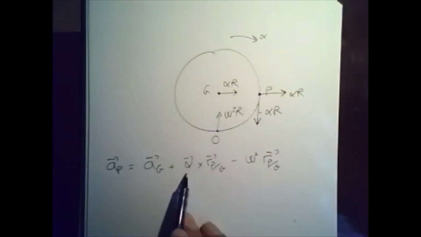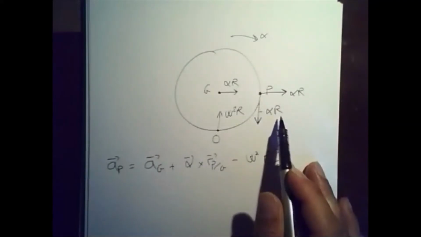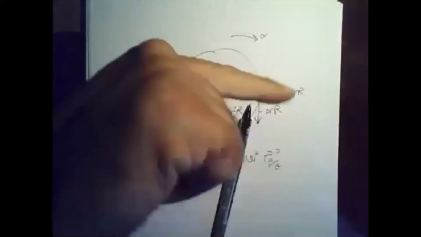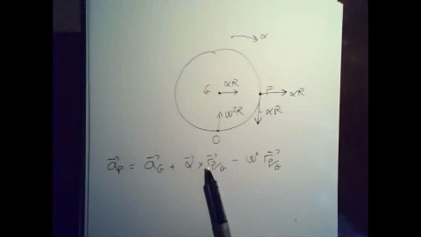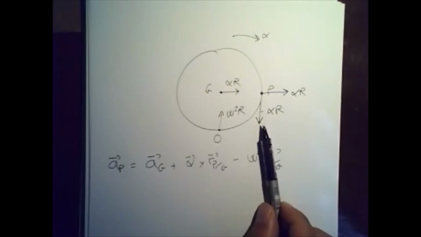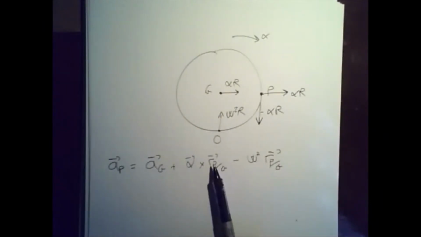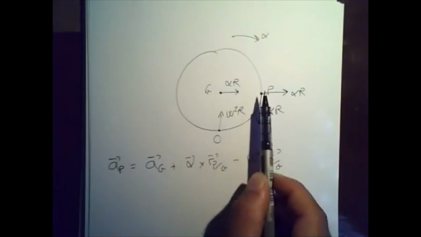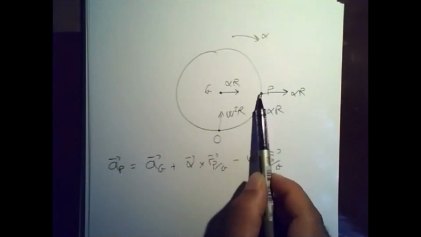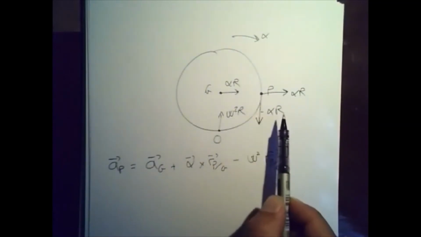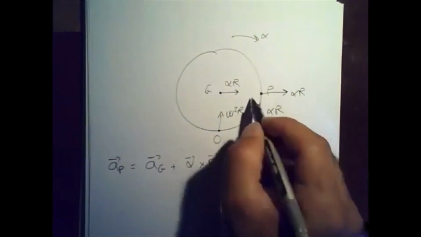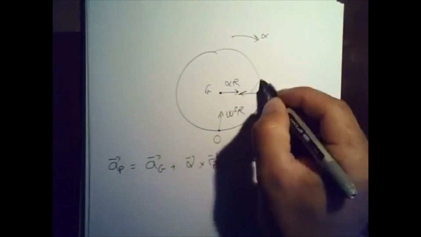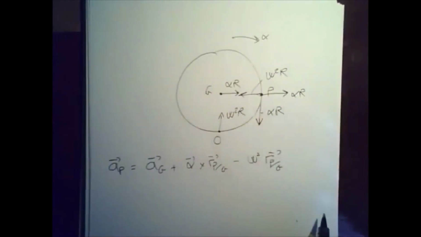Alpha cross RPG is going to be equal to this vector, alpha R, because you take the cross product and you have the vector direction already. So this will be equal to simply alpha times R, because the distance from point G to point P is equal to R. The last term is going to be equal to minus omega square RPG. What is RPG? RPG is simply R. So the last term is omega square R.